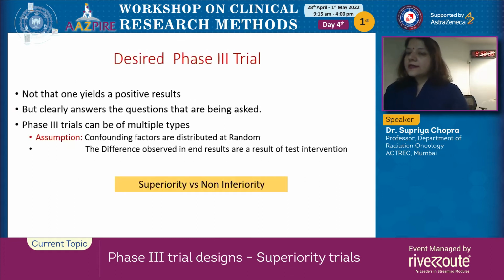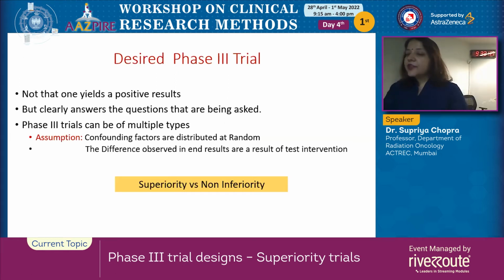So some discussion has already happened. All of us know that Phase III randomized trials are designed to pick up a better intervention than what you already have. But I think it is very important for all of us to remember that a Phase III superiority trial doesn't always mean a positive trial, right? Negative trials are as important. The most important thing about a Phase III superiority trial is that it should answer the questions that are being asked, regardless of response. It may be positive or negative. So it should be structured in a way that it can test whether a given intervention is superior or not.